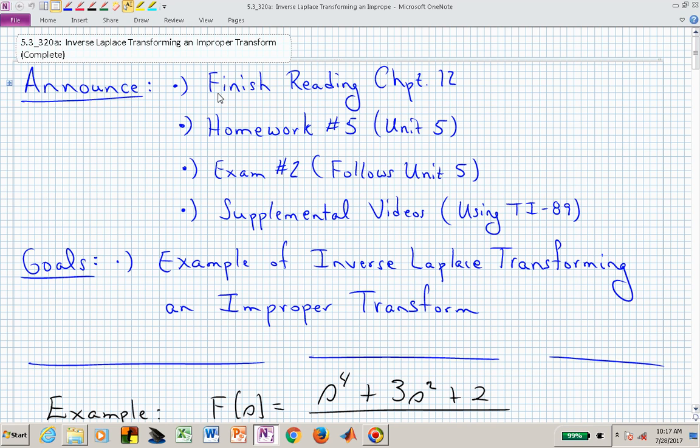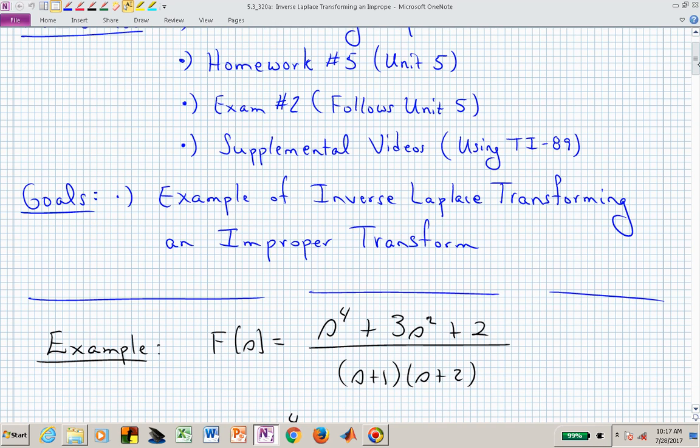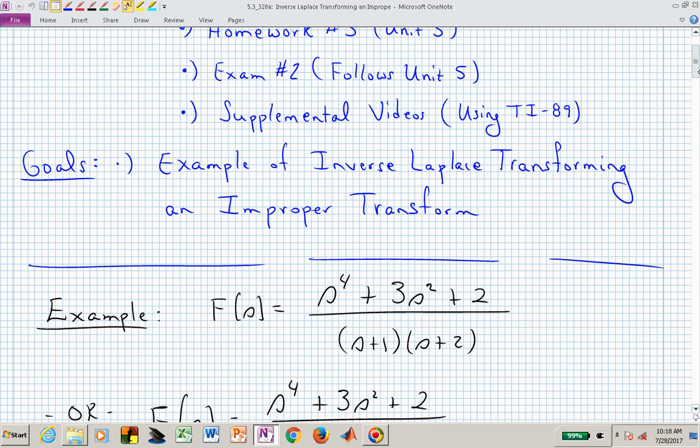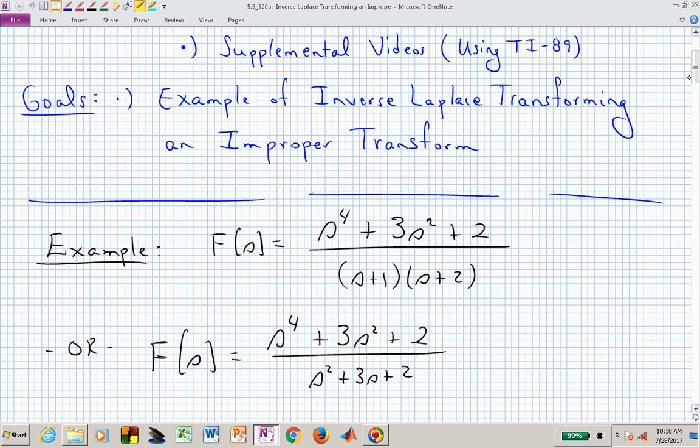We're still working through this technique of inverse Laplace transforming, and in this particular video we want to examine performing the inverse Laplace transform when we have an improper transform to begin with. I hope you remember that an improper transform means that the numerator polynomial is larger than, or equal to, the denominator polynomial. It can be equal, and we still have to perform the long division.